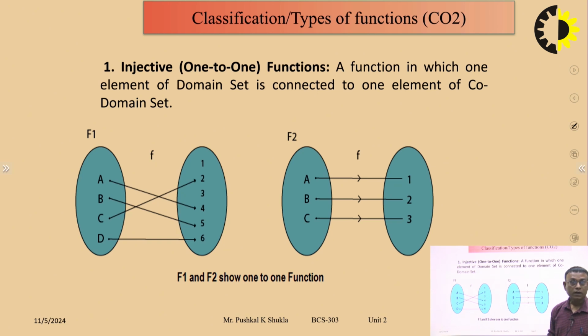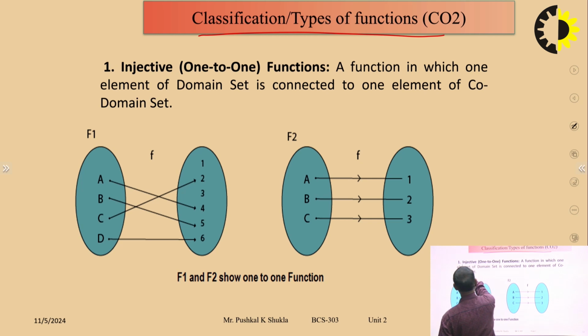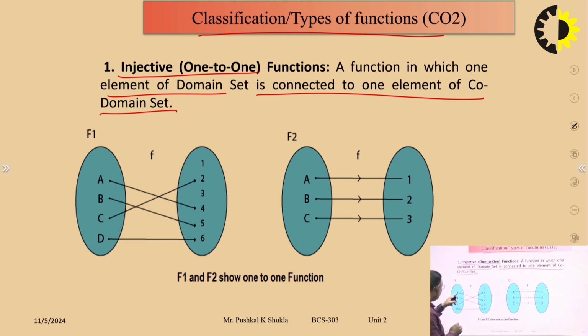Types of function, classification of functions. First one is the injective function. This is also known as a one-to-one function. A function in which one element of the domain set is connected to one element of the codomain set. Here we see one element of set A is connected with one element of set B. A is connected with 4, C is connected with 2, B is connected with 5 and D is connected with 6. So, this is the injective function, one-to-one function.